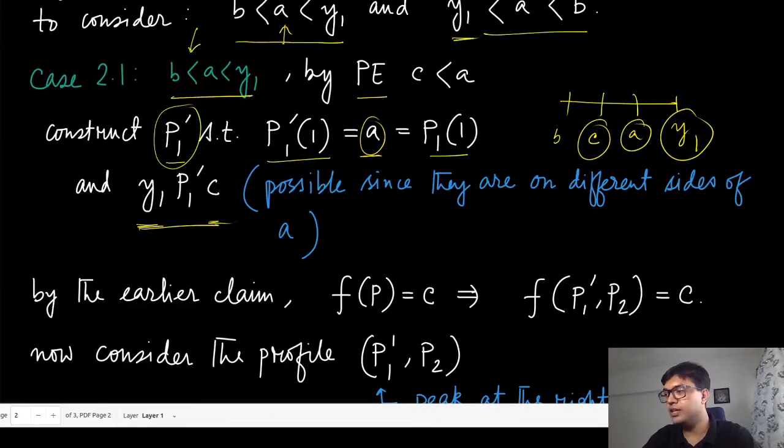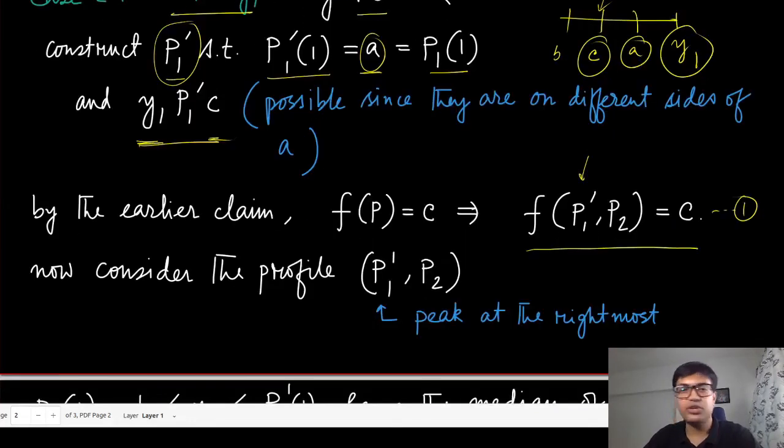Now, by the earlier claim, whenever the peaks remain the same, if C is the outcome in this preference profile, then it must be the outcome in the new preference profile as well. So in P1 prime and P2, the outcome should also be C, right? So this is point number 1.